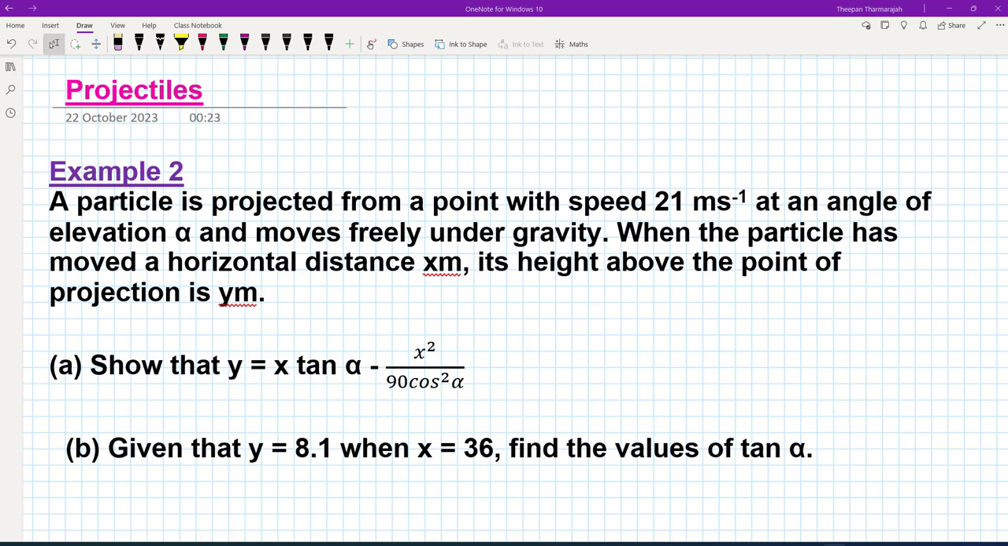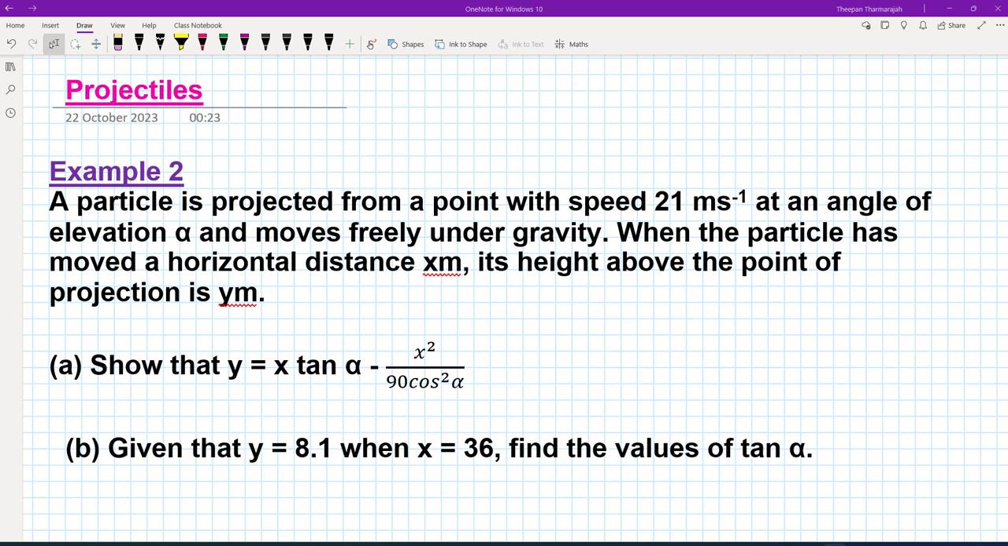Here's a question for you to try. You can pause the video, and when you're done, I will go through my worked solution. Okay, welcome back. So let's read the question. A particle is projected from a point with speed 21 meters per second at an angle of elevation of alpha and moves freely under gravity. When the particle has moved a horizontal distance x meters, its height above the point of projection is y meters. Show that y is x tan alpha minus x squared over 90 cos squared alpha. And part B, given that y equals 8.1 when x is 36, find the values of tan alpha.